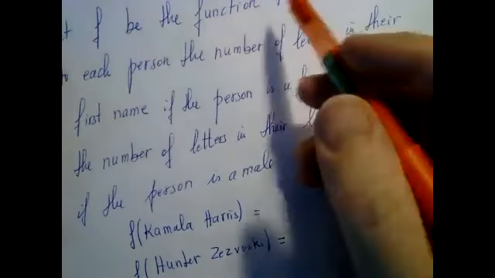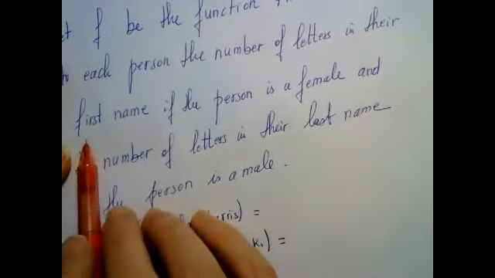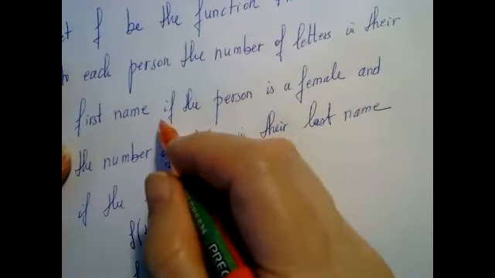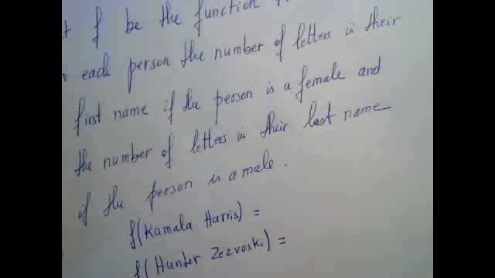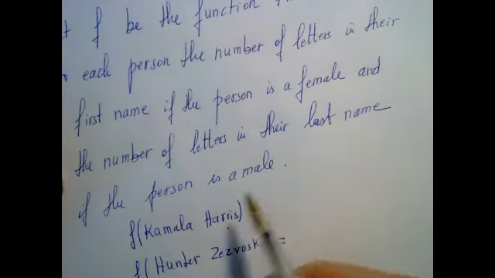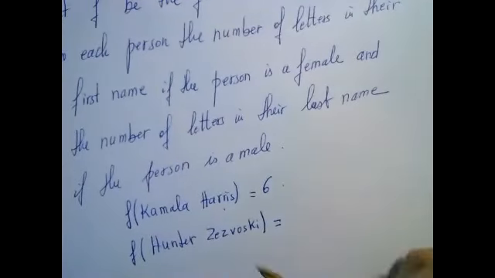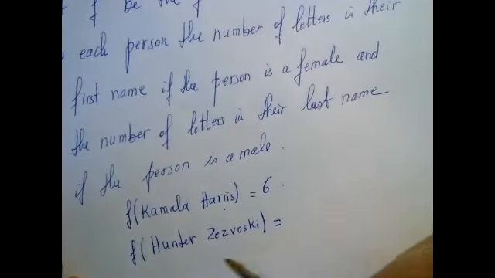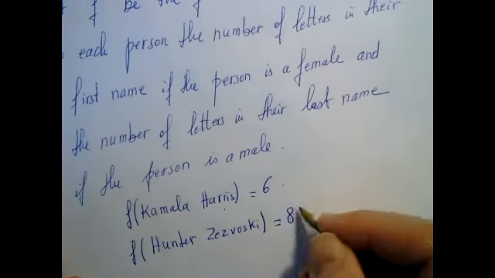Read the function. F assigns to each person the number of letters in their first name if the person is a female, the number of letters in their last name if the person is a male. So back to you, what's F of Kamala Harris? Kamala Harris is a female. 1, 2, 3, 4, 5, 6. That's equal to 6. What's the F of Hunter Desvosky? 8. 1, 2, 3, 4, 5, 6, 7, 8 is equal to 8.